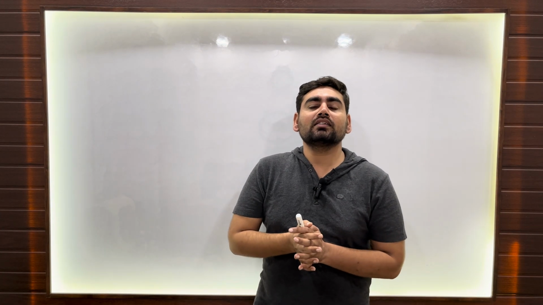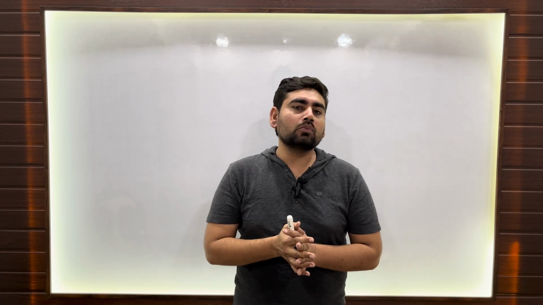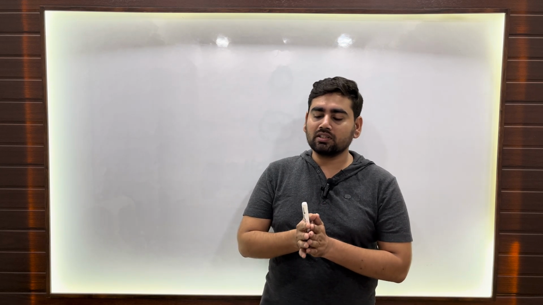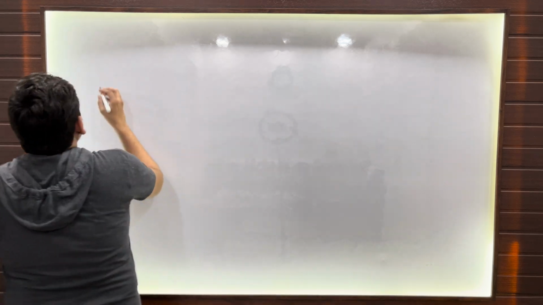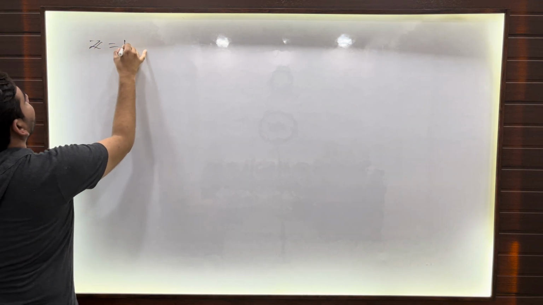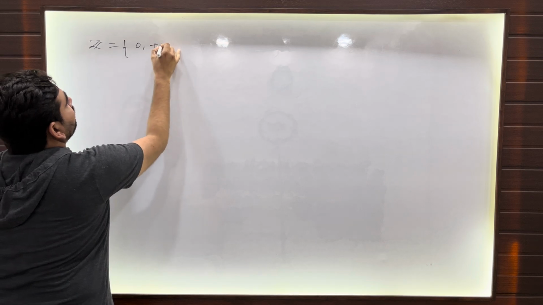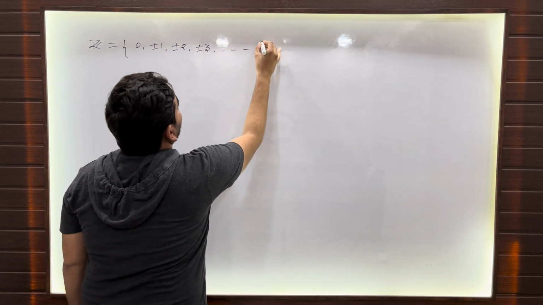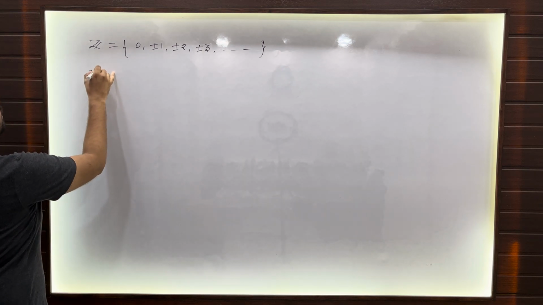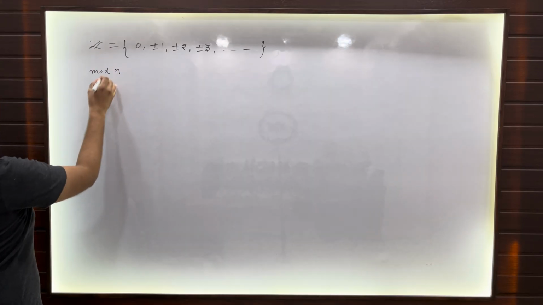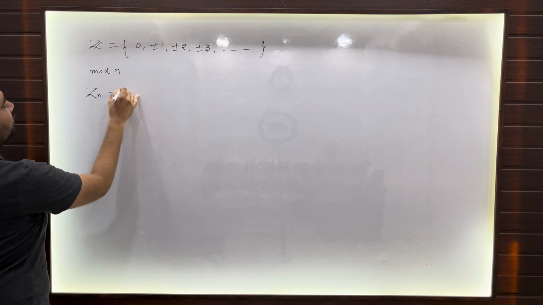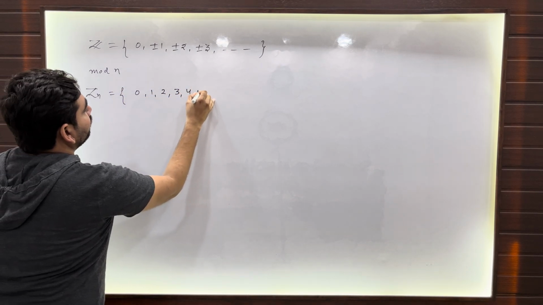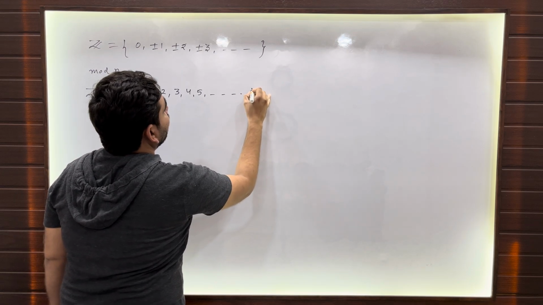Hello everyone. In this lecture, we will discuss a new group, and this group is formed using the set of integers reduced under the modulo n system. So, if we have the set of integers Z with elements 0, plus minus 1, plus minus 2, plus minus 3 and so on, then if we reduce this set under the modulo n system, this set is denoted as Zn, and it will have the elements 0, 1, 2, 3, 4, 5 and so on up to n minus 1.